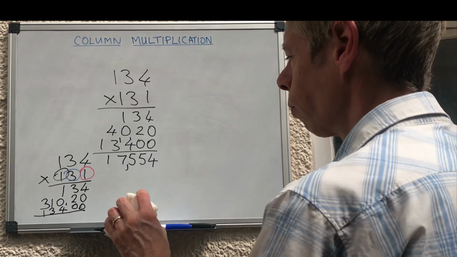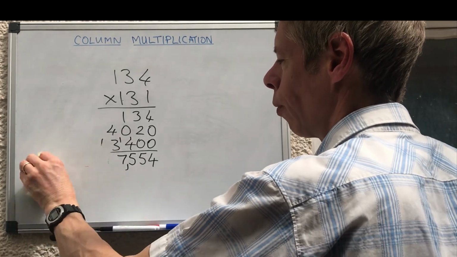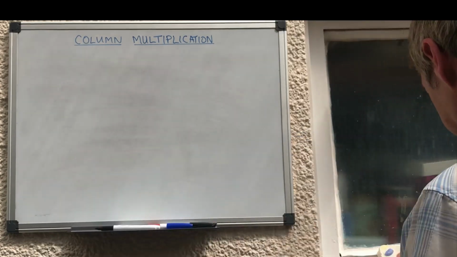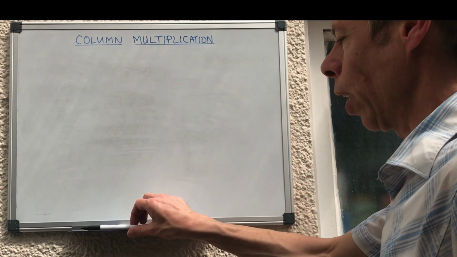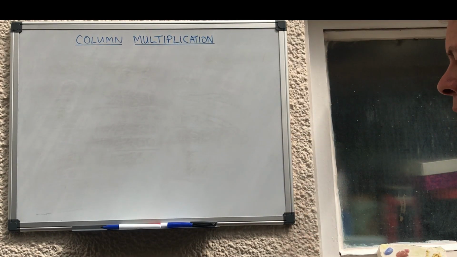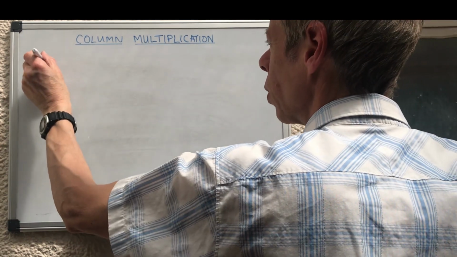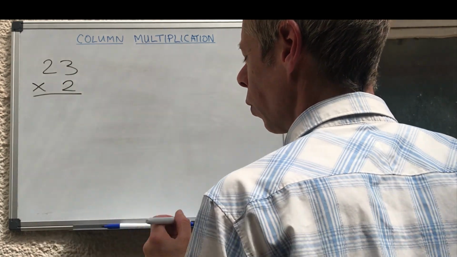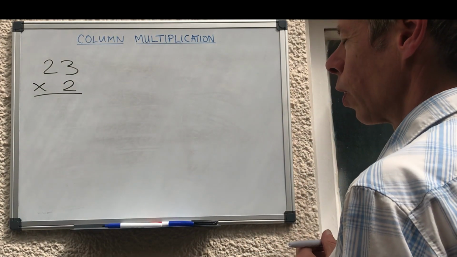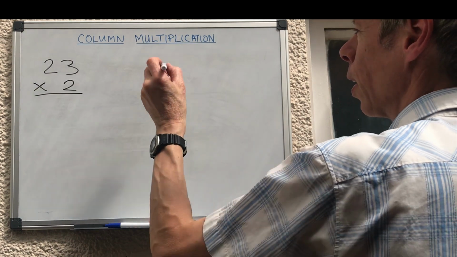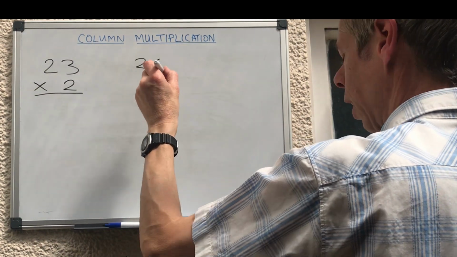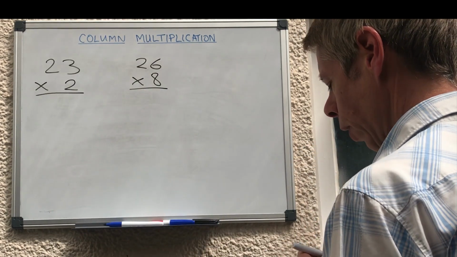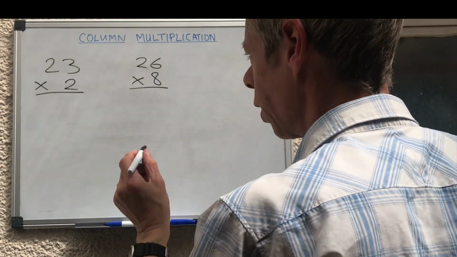Get your pen, pencil and paper ready for the test. Right, let's look at some questions on column multiplication then. So first of all, we'll start off with 23 times 2. So you can write that one down, start working on that one while I write the others out. Next question is going to be 26 times 8.